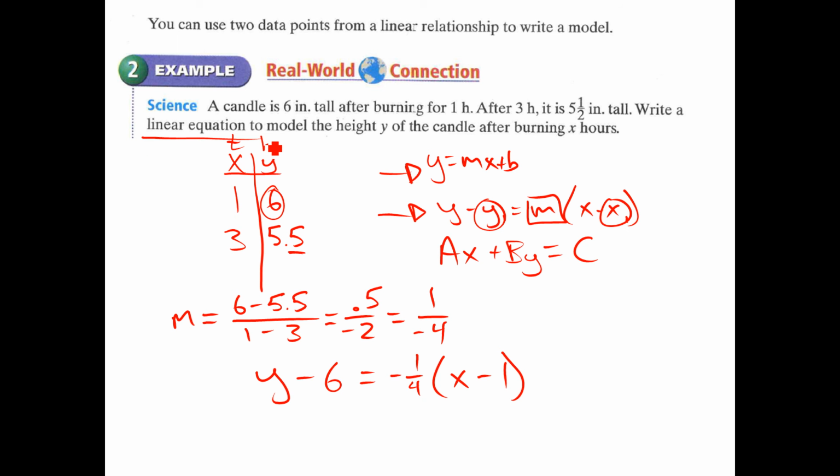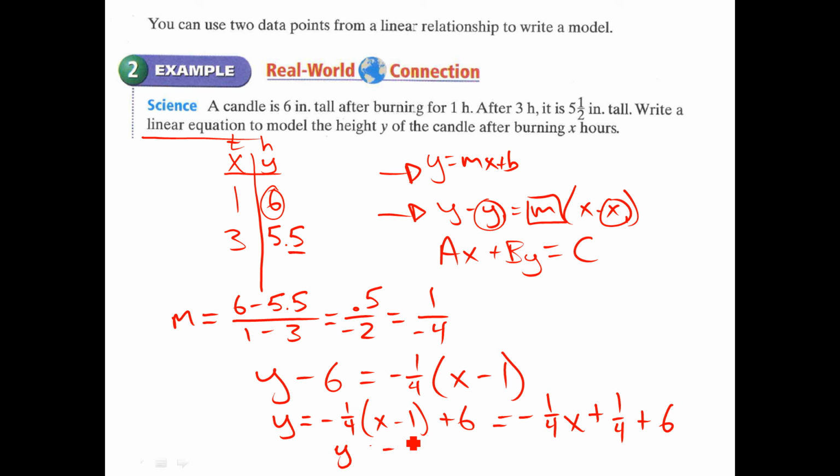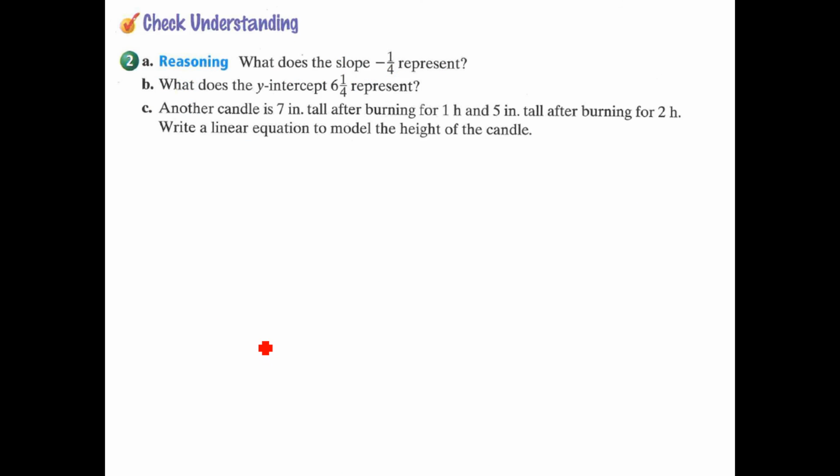It doesn't say slope-intercept. But if you really love slope-intercept, you can say y equals -1/4 x minus 1 plus the 6, if we add the 6 first. Let's distribute. So -1/4 x plus 1/4 plus 6. And so then we'd have y equals -1/4 x plus, this would be 25/4. Okay, so if you really love getting into that form, great. Otherwise, perfectly fine to leave it just like this, because that is a linear equation. Go ahead and try it for understanding check number 2.